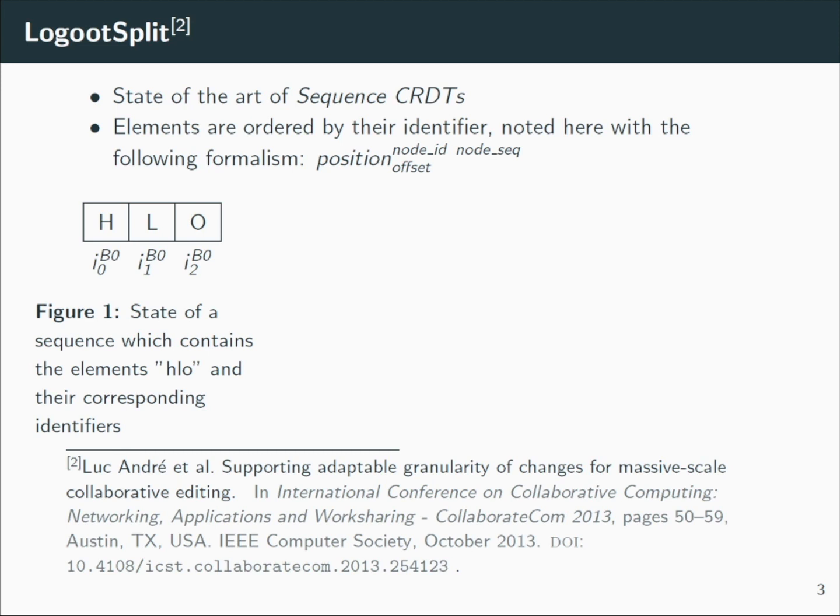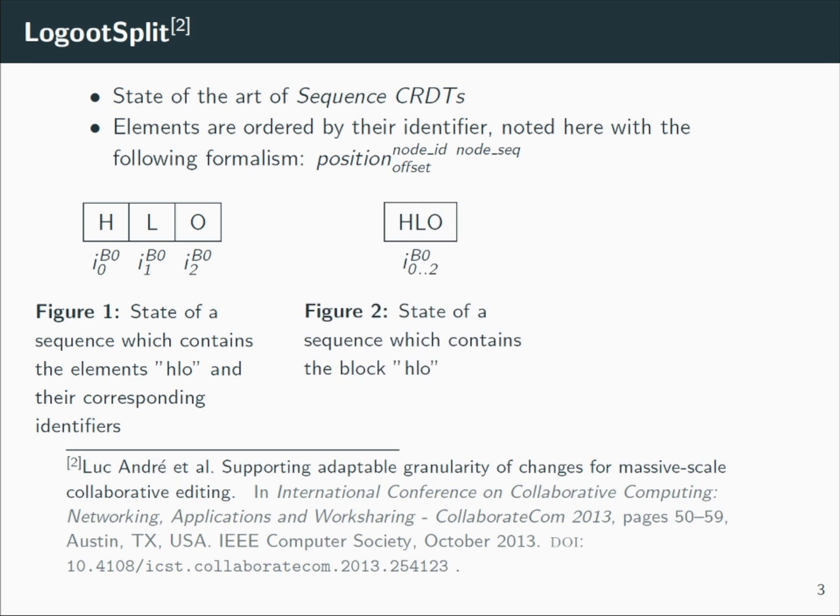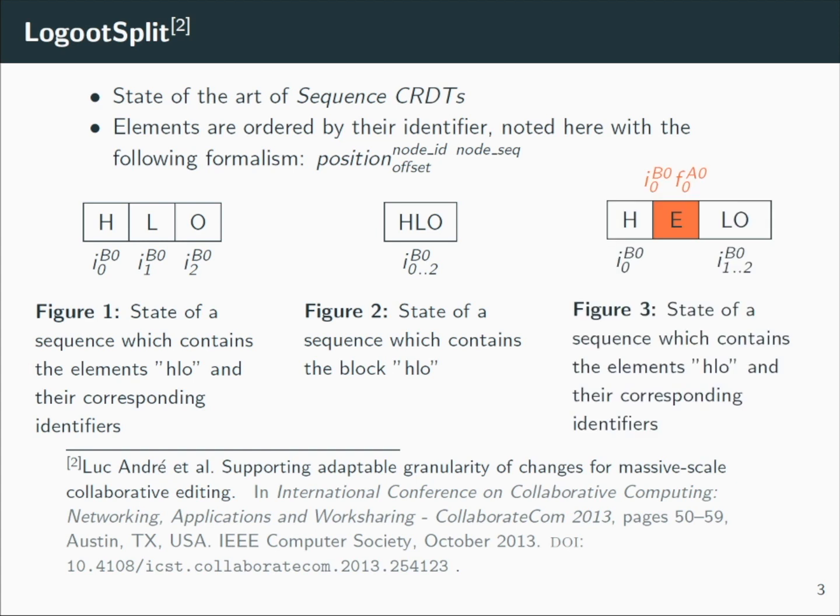In this example, the identifiers are what we call contiguous. They are identical except for their offset, and their offsets are consecutive. The main idea of Rukusplit is that in that case we can aggregate the elements into a block and store only the range of identifiers instead of every identifier to save some memory. And we can still insert a new element into a block by splitting it. In that case, Rukusplit generates the new identifier by using the predecessor ID as a prefix and appending a new quadruplet to the identifier.